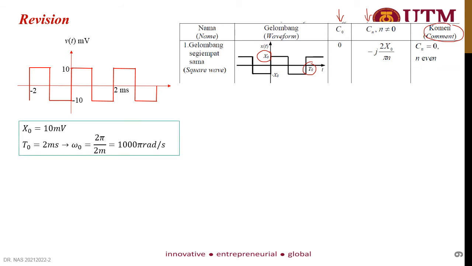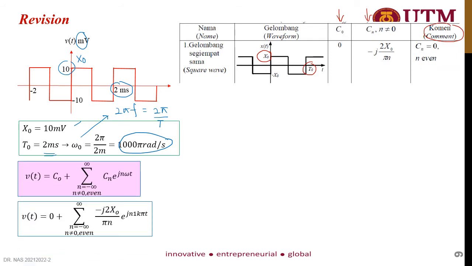So in this case, if you compare the given signal and the table, it is basically a square wave, or square shape. So x0 is equal to... then don't forget to look at the unit. It's millivolt, and then the T naught is equal to 2 millisecond. Okay, 2 millisecond. So you can calculate the omega naught, which is equal to 2 pi f, or it is equal to 2 pi over T. So in this case, the omega is equal to 1000 pi radian per second.